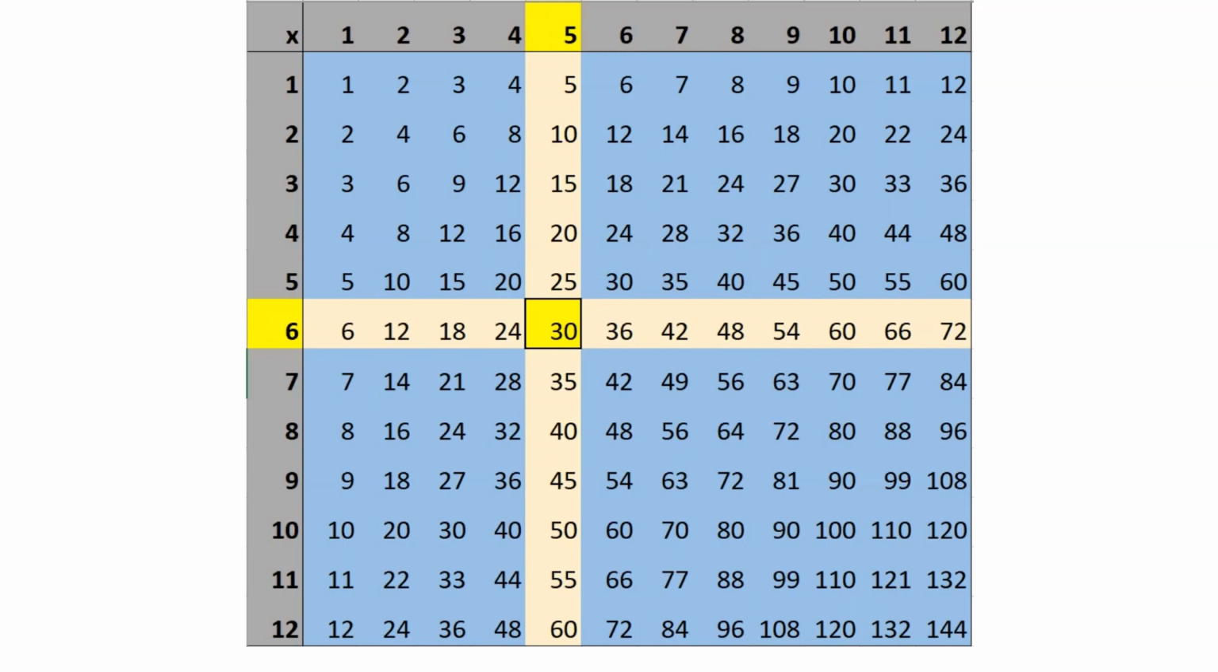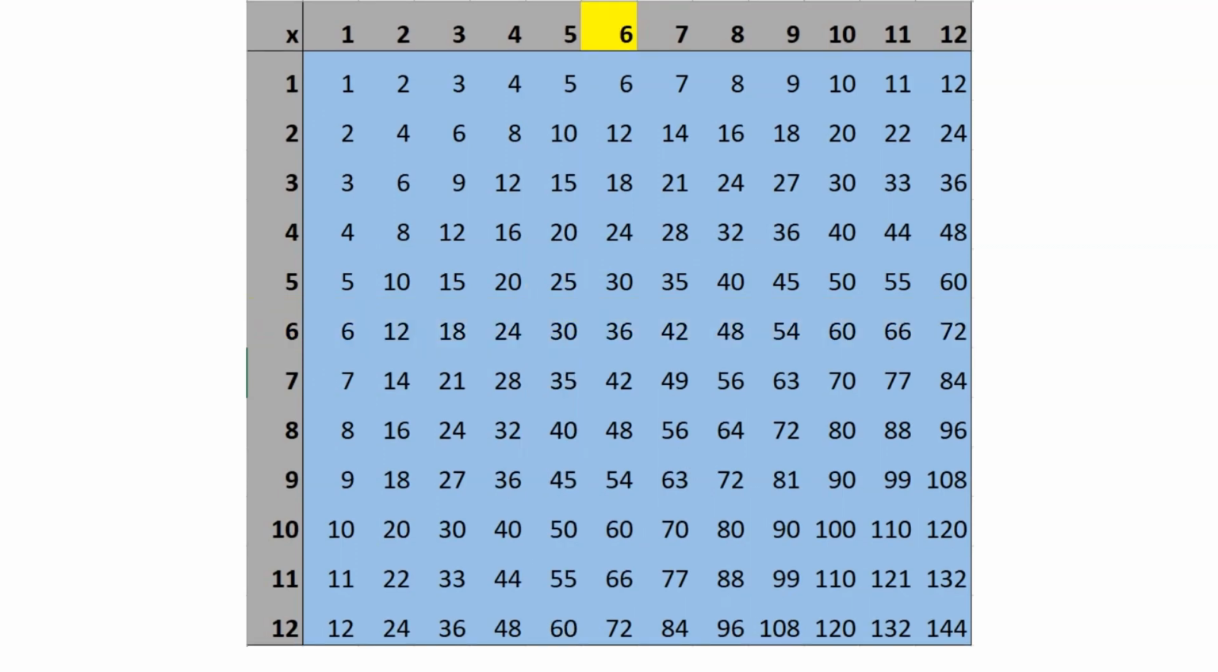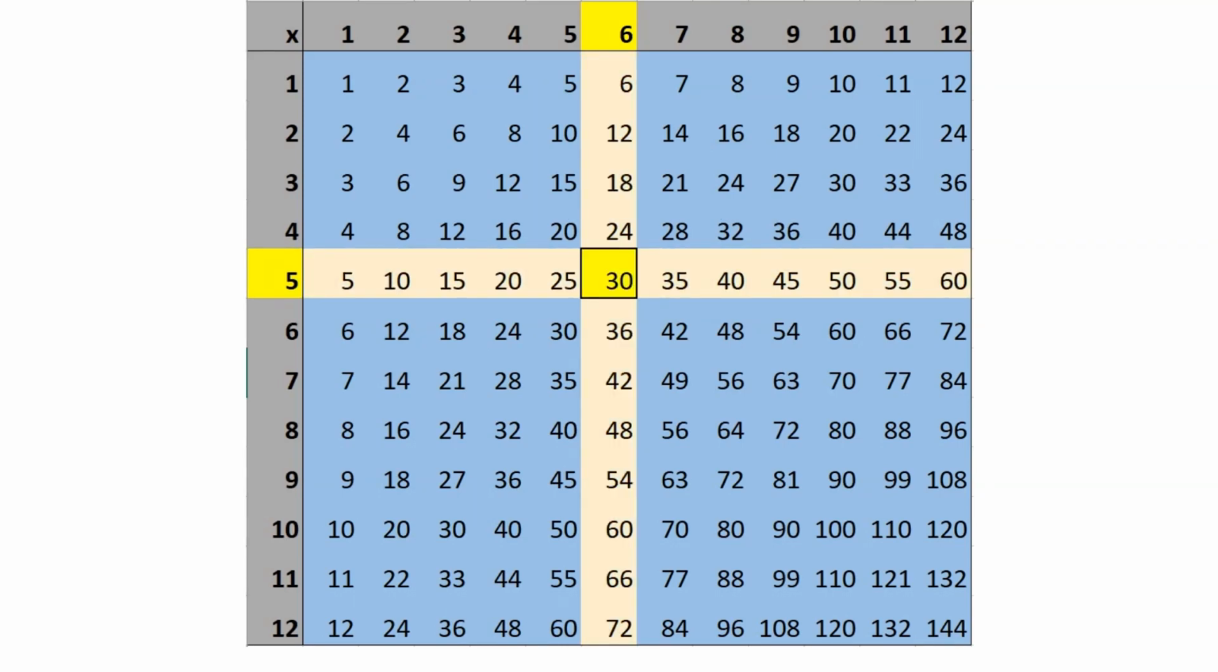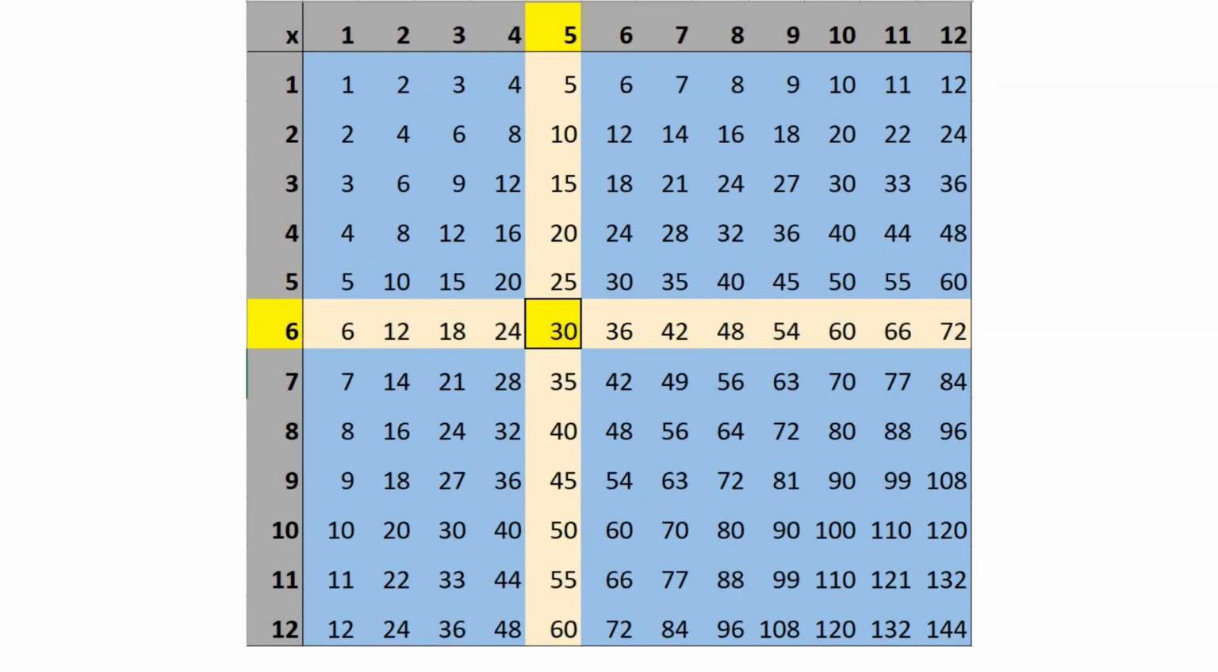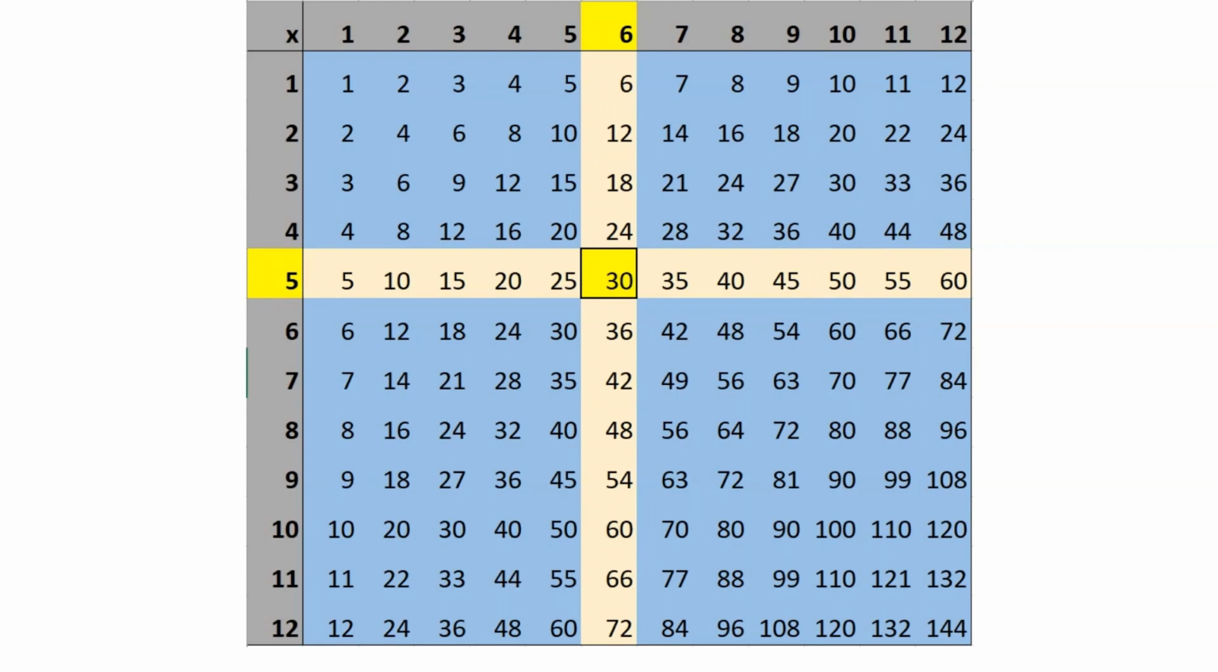Yeah. Good. And then let's just try it the other way around. If I went down the 6 column, but along the 5 row, where they intersect, I get to... 30. 30 as well. So you can see 30 is in both of those places. And this multiplication table can be used for looking up answers to multiplication problems, in this case, up to 12 times 12.